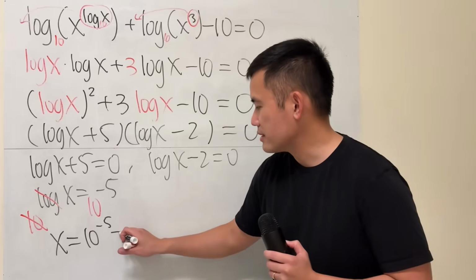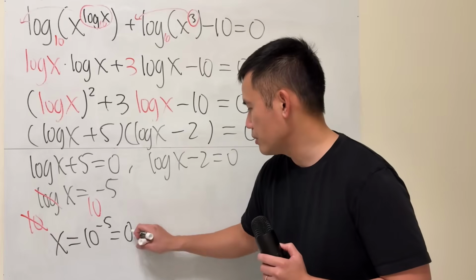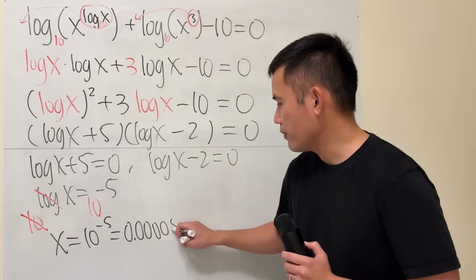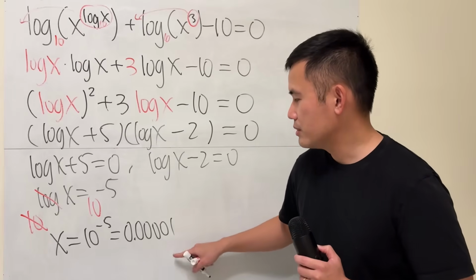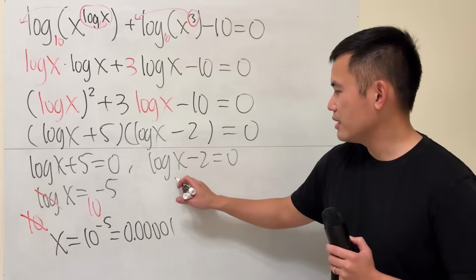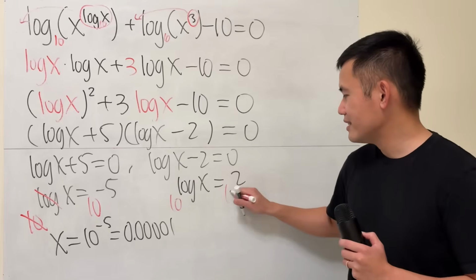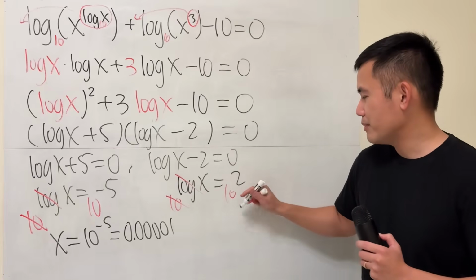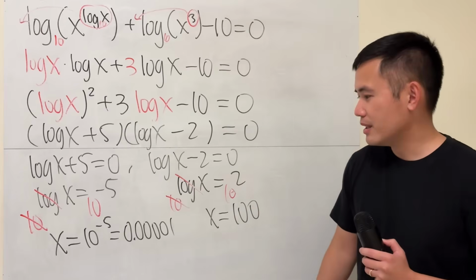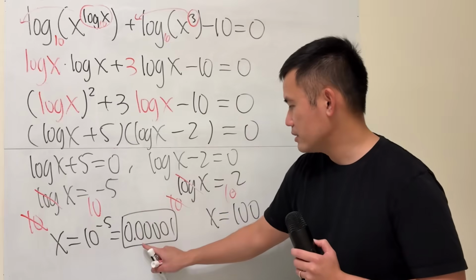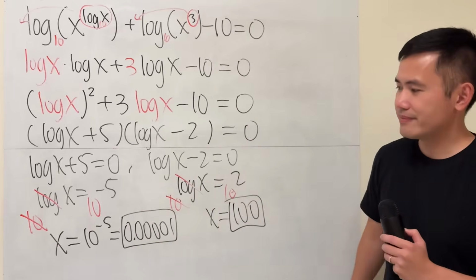Well, if you would like, you can put that as a decimal. It's just you move the decimal point 5 times to the left. So you get 0.00001. Originally it was like this, right? Yeah. And then on the other hand, you have log of x is equal to 2. And then 10 and 10 cancel. And this time you will have 2 zeros after the 1, so you have 100. So two answers, either 0.00001 or the other one is 100. That's it.